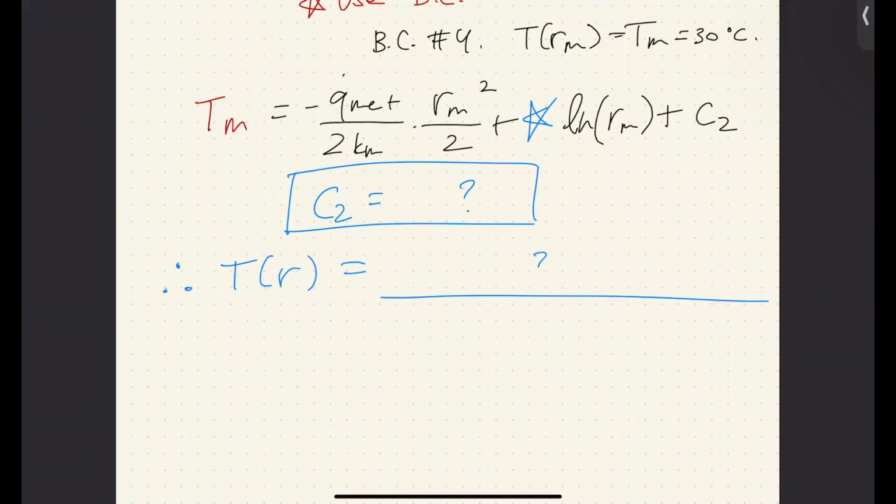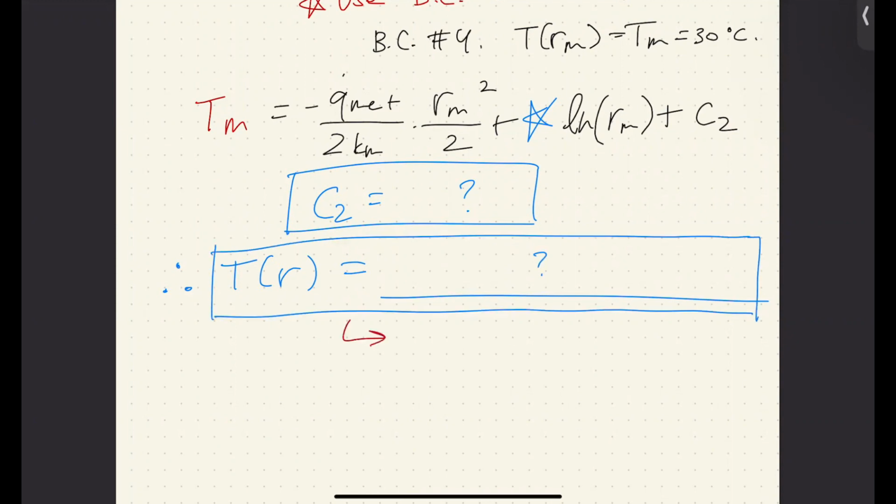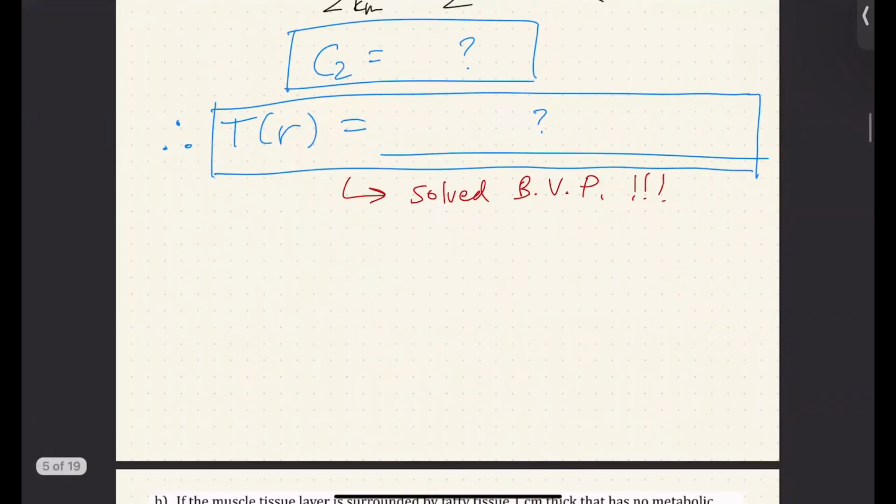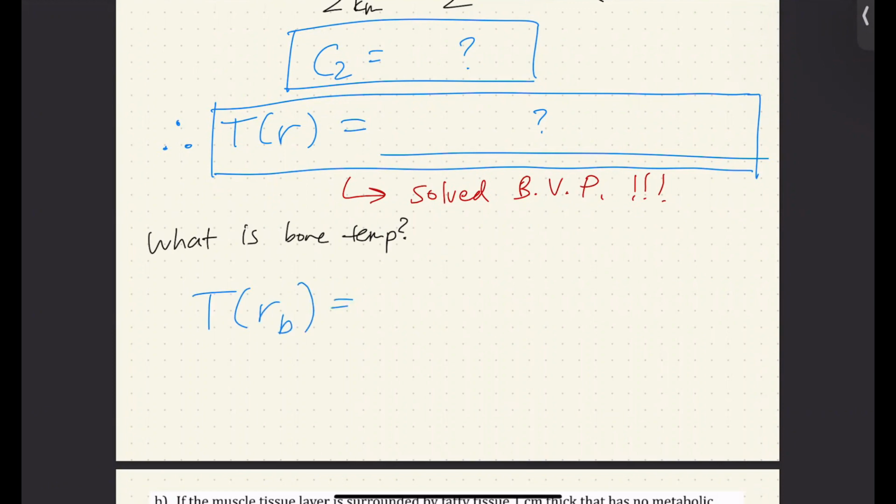Great job. Once you get to here, you just solve the boundary value problem. Good job. And the question asks, what is the temperature of the bone? What is the bone temperature? Well, all you have to do is plug in the R_B, at the bone.